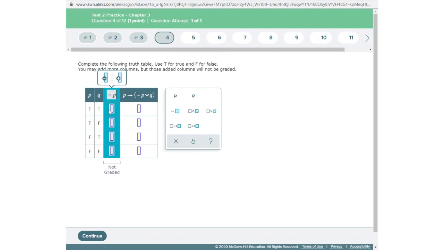So not P is just the opposite. See that? Not P is just the opposite of P. That's all that the negation does. It just changes it from false to true and from true to false.